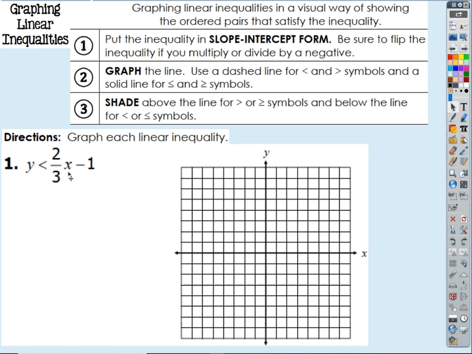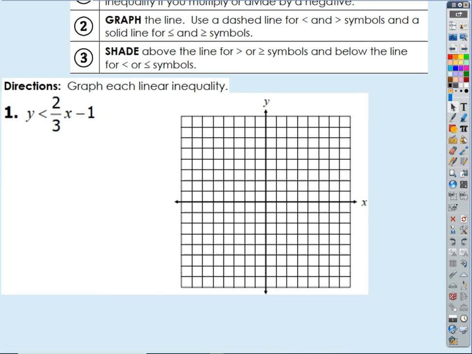So what that means then is, when we graph this line, we're going to use a dashed line if we don't have an equal sign included in our inequality. You probably remember this stuff from Algebra 1, right? So that means it's just a boundary, but it's not included. Okay, so let's graph the line. We can do that. It's in slope-intercept form. What's my y-intercept? What's my slope?